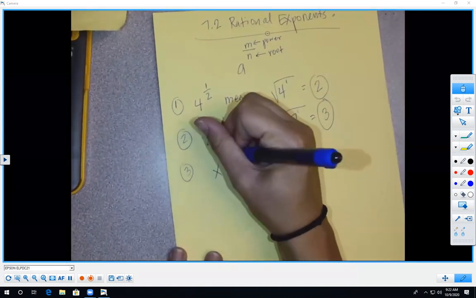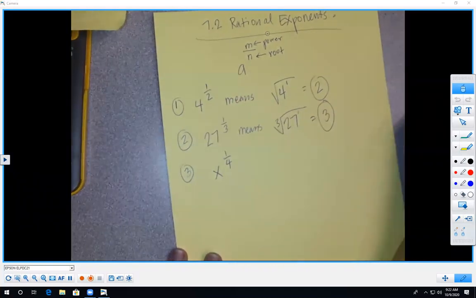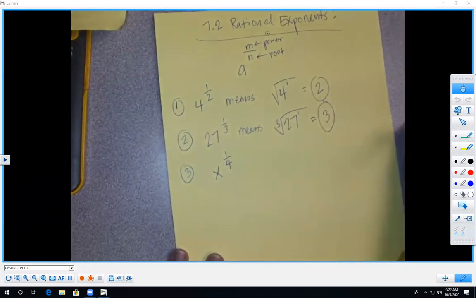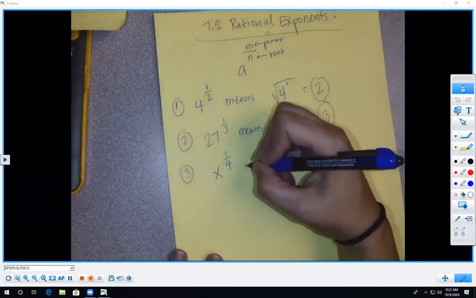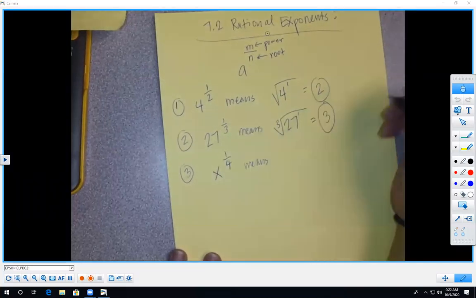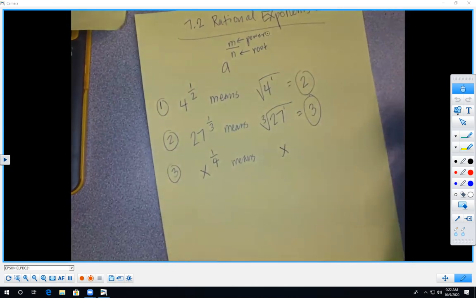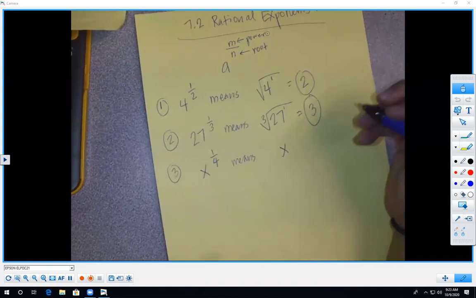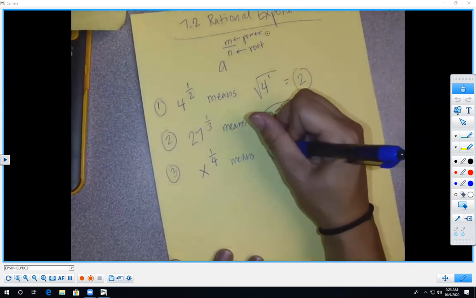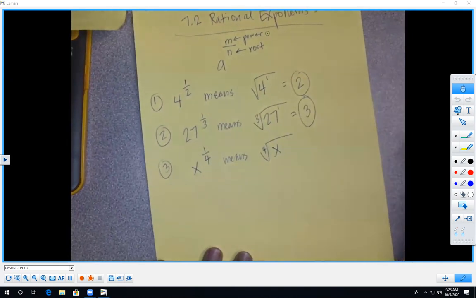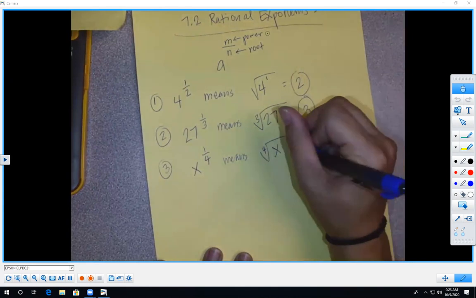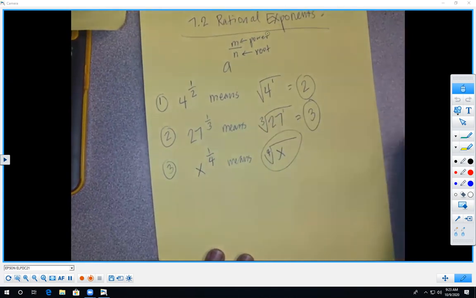What about if I had x to the 1/4 power? That means I'm going to take x and raise it to the first power, which doesn't change anything. What does the 4 on bottom mean? I'm taking the 4th root of it. So it's a radical with a little 4 as the index. Do I know what the 4th root of x is? No, so that's just your answer.